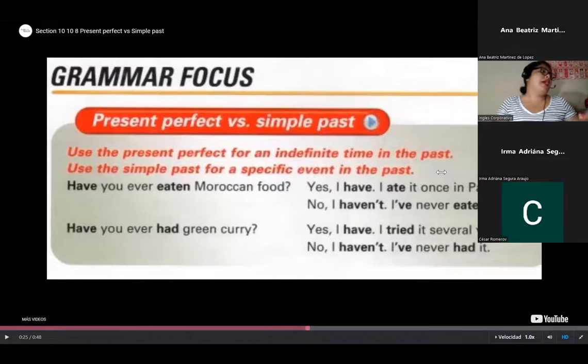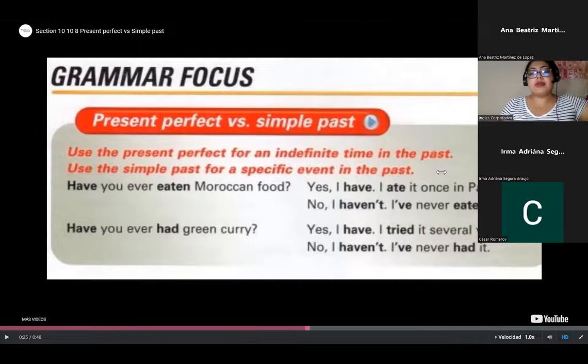Aquí no hay como que, hace 5 meses o hace 3 años o el 24 de julio de 1952. No, it is like an indefinite time in the past. And also it is not like very important to put that information into this kind of statement. And in the other structure is use the simple past for a specific event in the past.